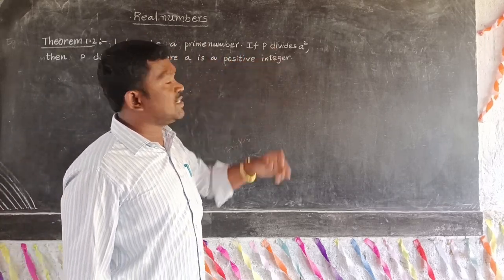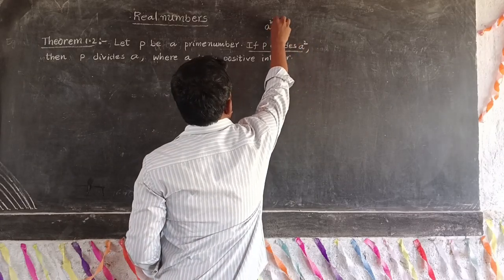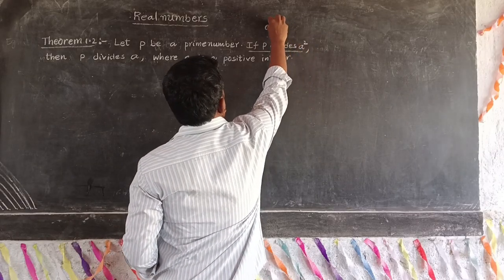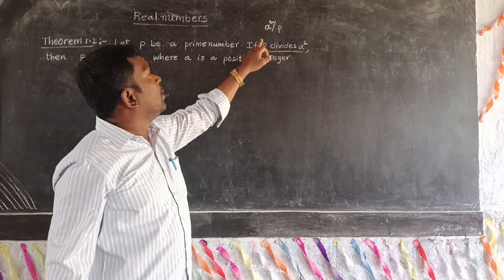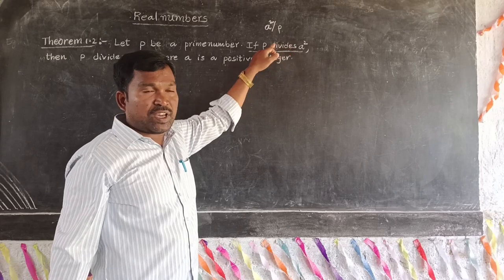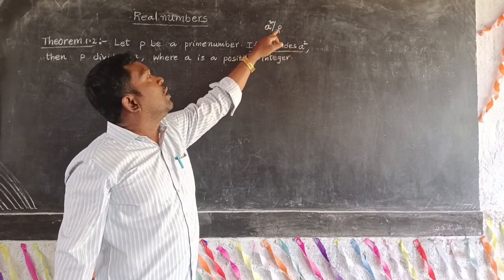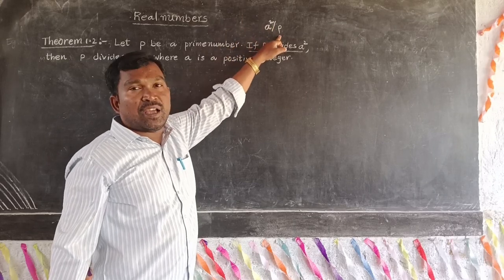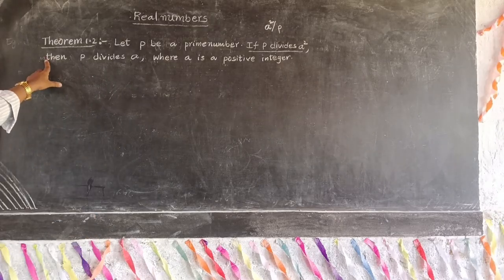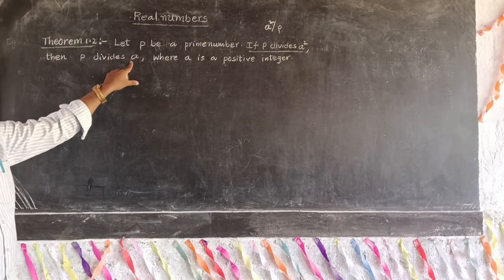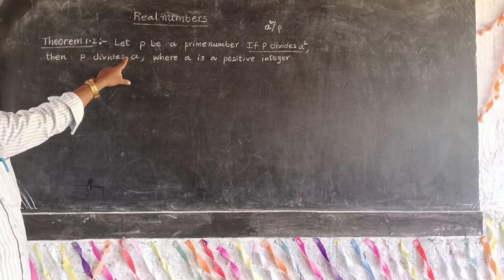If p divides a square, that means a square by p, so p is one factor of a square. Then prove that p divides a, that is, p is also a factor of a.